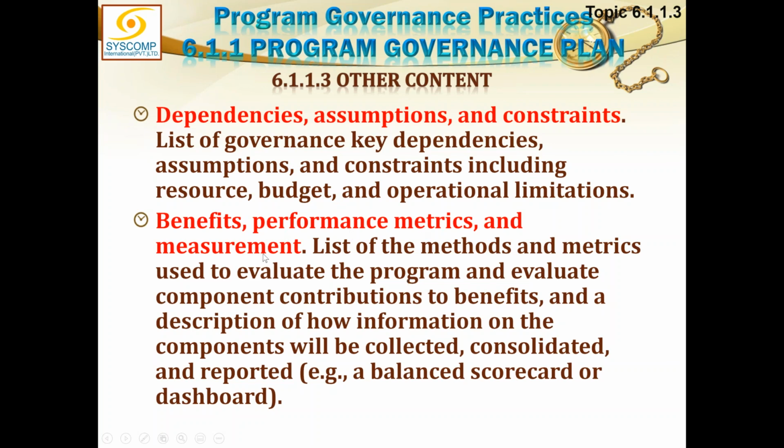Benefits, performance metrics, and measurement. A list of the methods and metrics used to evaluate the program and evaluate component contributions to benefits, and a description of how information on the components will be collected, consolidated, and reported. So there are two parts to it. Number one, the methods and metrics. These are the generic methods and metrics to evaluate a program or a component. And number two is the description of how information on the components will be collected, consolidated, and reported.